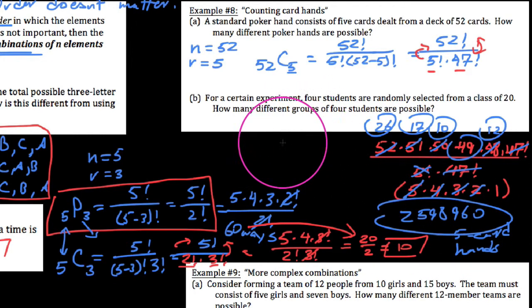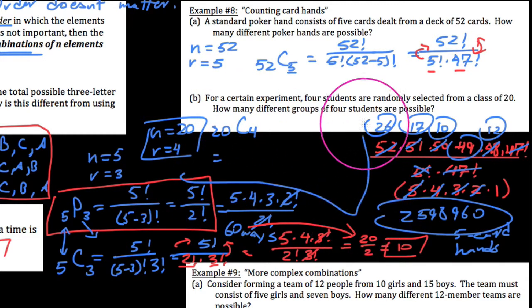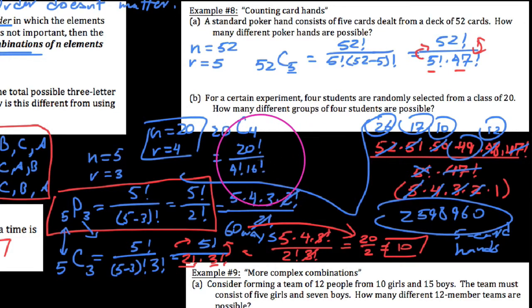So again, really quickly here, let's take a look at letter B. It says for a certain experiment, 4 students are randomly selected from a class of 20. So that is, we have 20 students, and we're selecting 4 at a time. Now it says that order doesn't matter here. We're just selecting them. So we would just say that this is 20 choosing 4 at a time. And so this comes out to be 20 factorial over 4 factorial, and this would have to be a 16 factorial.